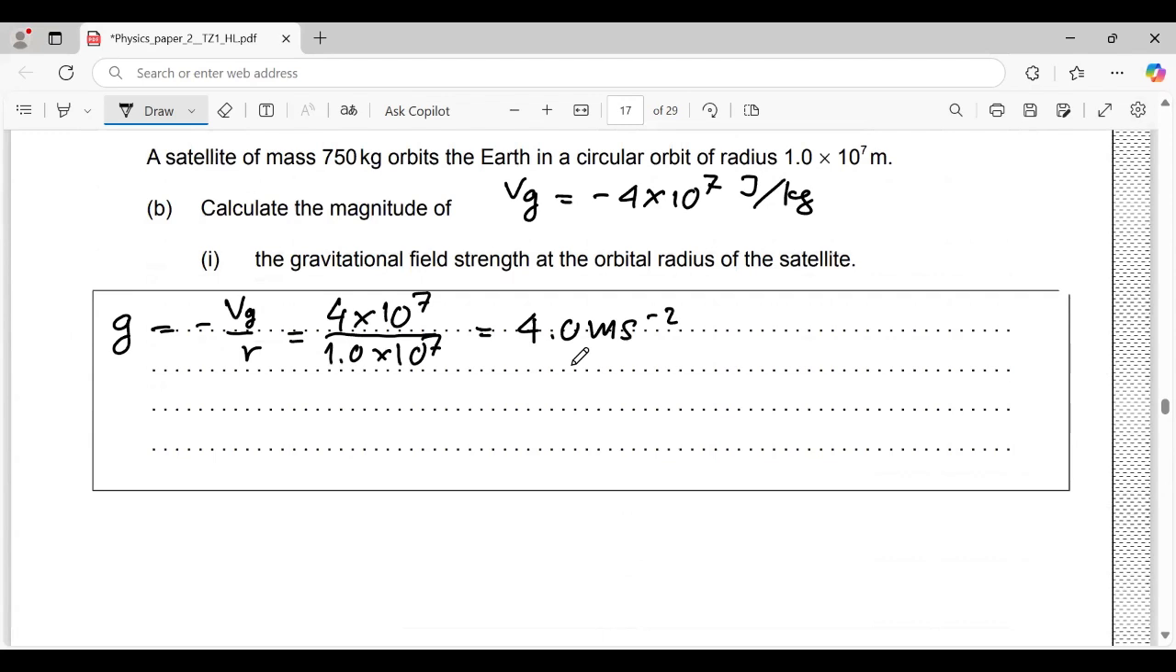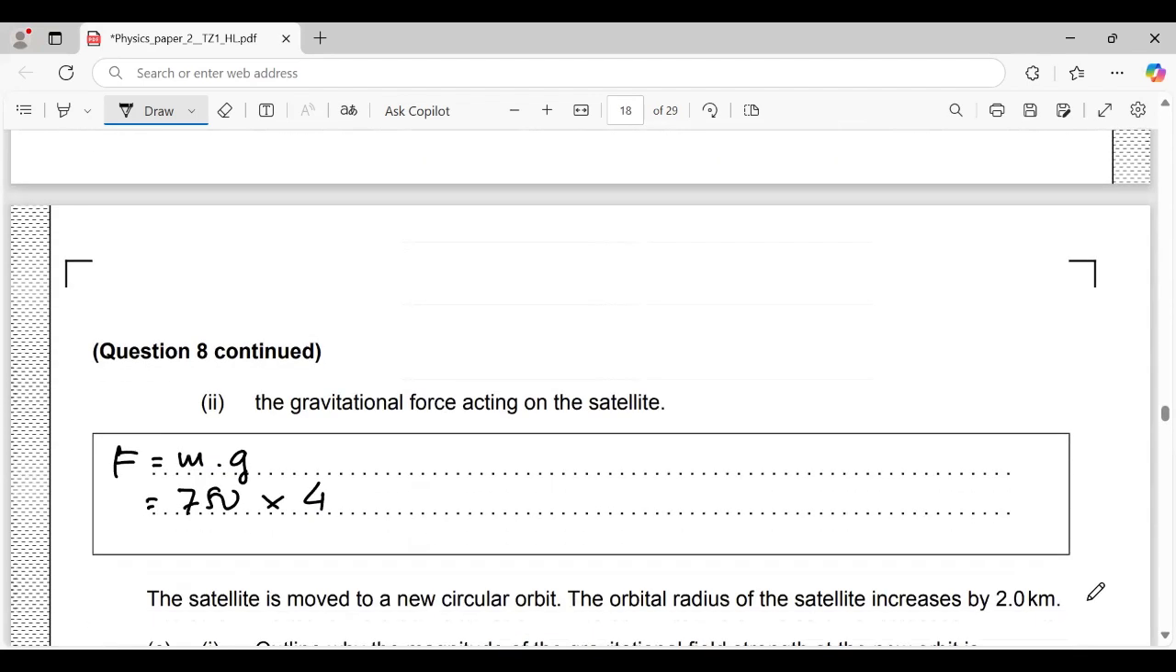G is 1.4, and this mass 750. So force equals, this is Newton over kg, this is 4 kg. 4 kg. So the result is 3,000 Newton, or 3 times 10 cube newtons.